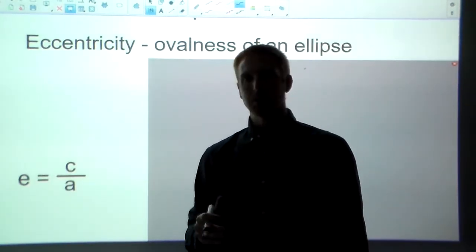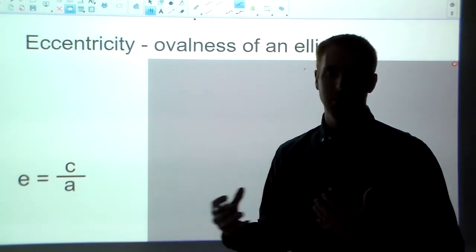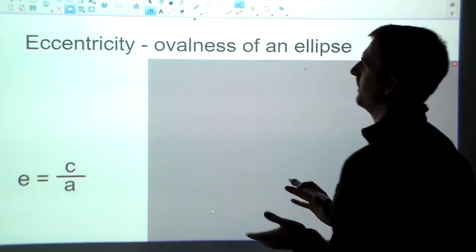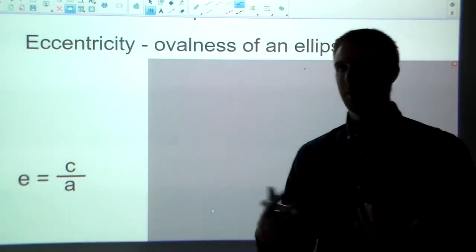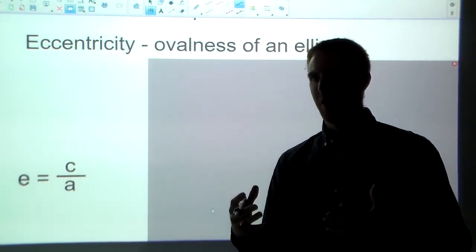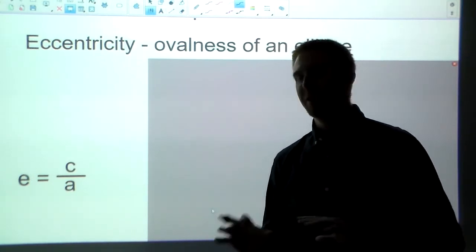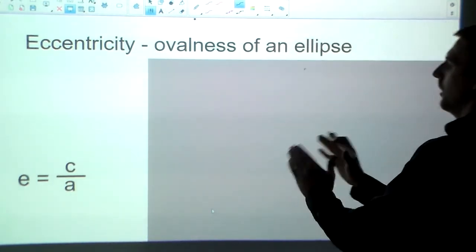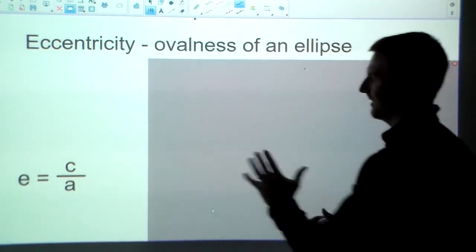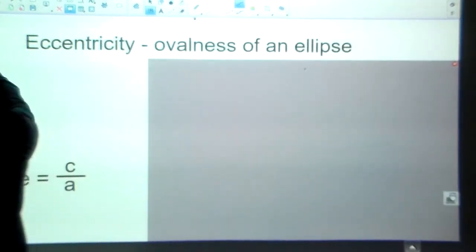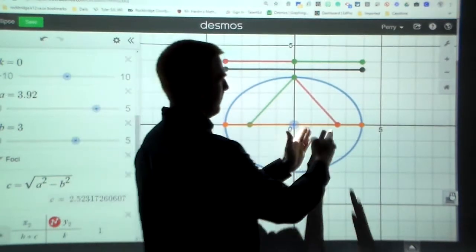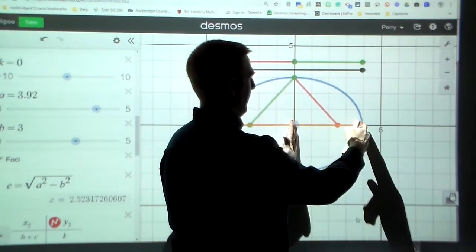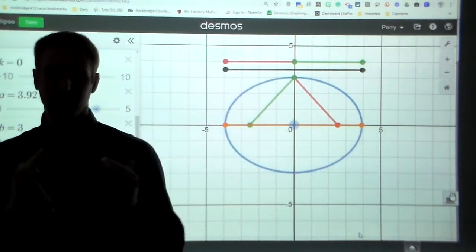We have one final term to talk about, and then we're going to do an example of completing the square. Last term is eccentricity, and it's a measure of how oval the ellipse is on a scale of circle to line. We'll get into more specifics from that. So the way you do it is just a ratio of C to A. So just flashing back to Desmos here. If this is C and this is A, again, it's just a ratio of C divided by A.